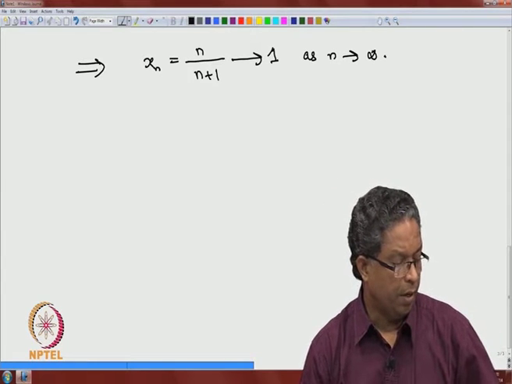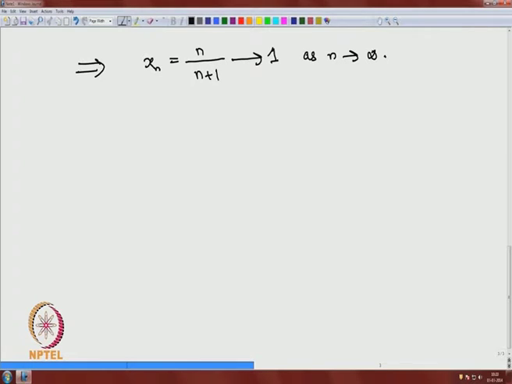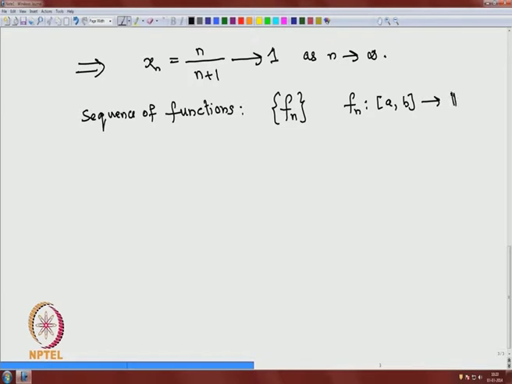So, this is concerning a sequence of real numbers. Now, we will consider a sequence of functions. So, now convergence of sequence of functions. Consider a sequence of functions denoted by fn such that each fn is a function from an interval [a, b] to R. So, a real valued function defined on the interval [a, b]. And we will now discuss the convergence of this sequence of functions. When do we say that this sequence of functions converges to some limit function?